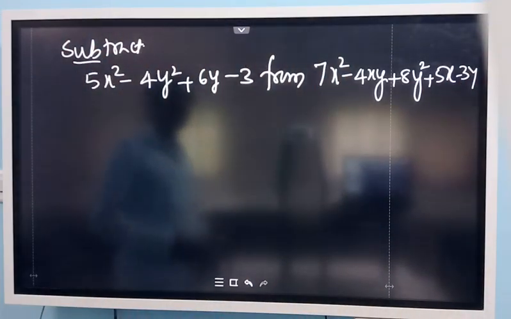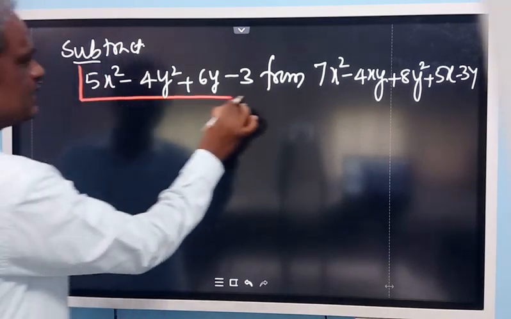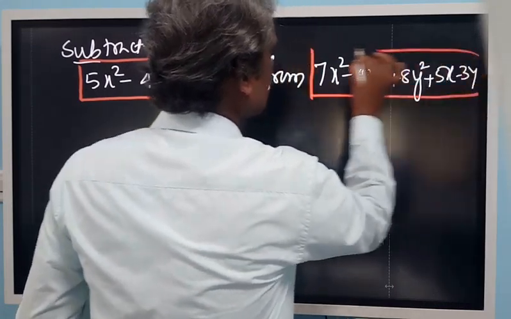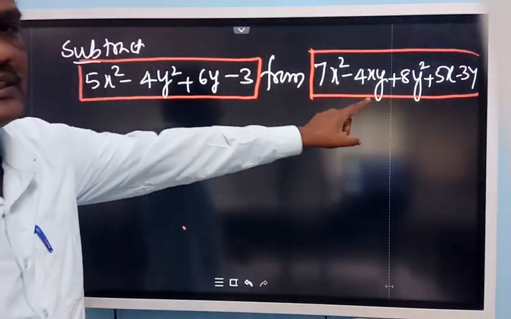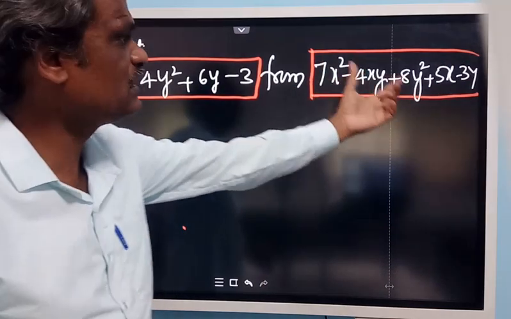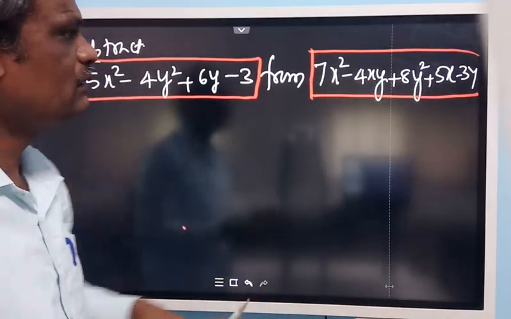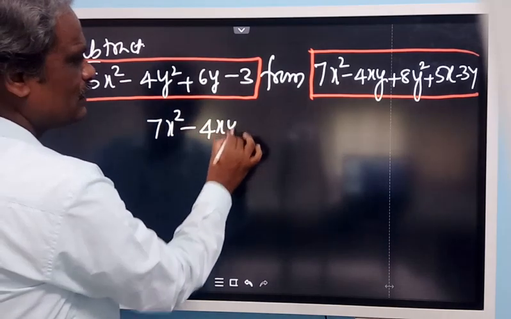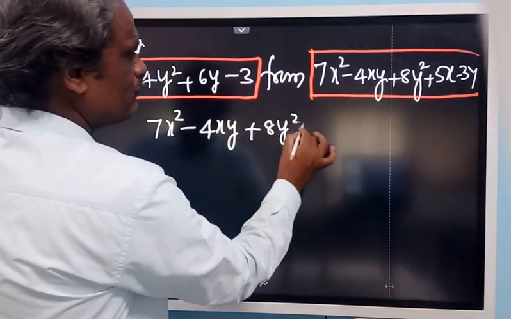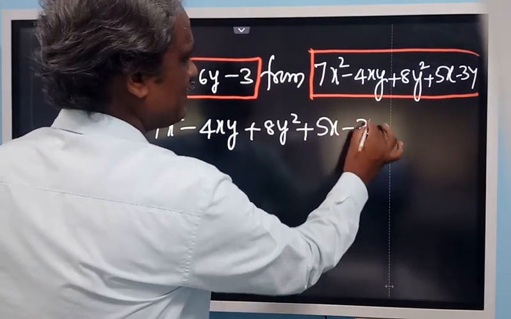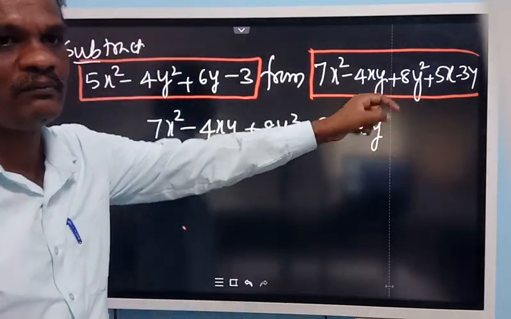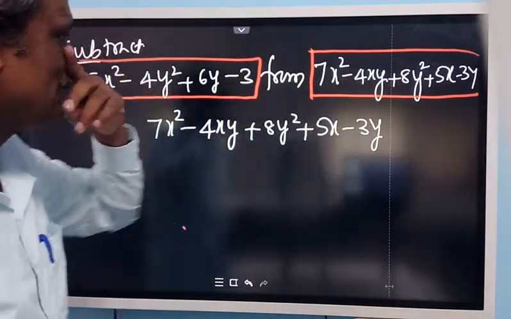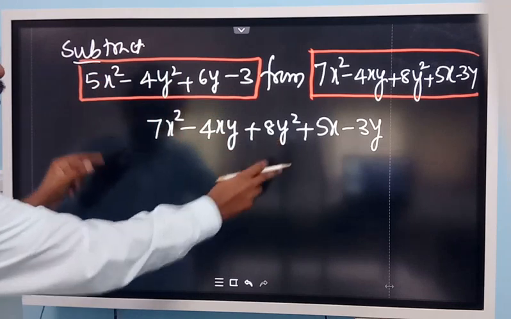See, these are the two expressions. This is expression 1 and this is expression 2. We need to subtract this one from this one. So you have to write this first one at the top. Let me write that: 7x square minus 4xy plus 8y square plus 5x minus 3y. You need to write this at the top because you are subtracting from this expression. Now you have to write the other expression below this one.